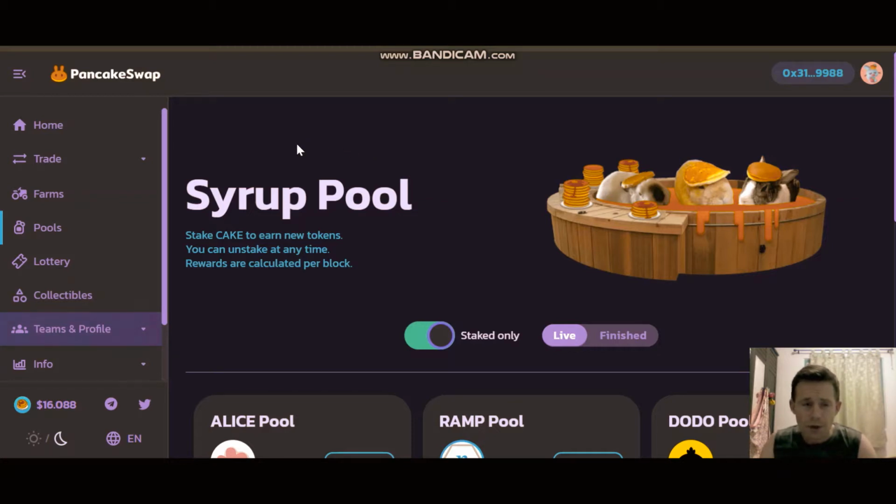PancakeSwap works with DeFi coins and DeFi tokens. DeFi stands for decentralized finance. Decentralized means there's no bank manager. You are the bank manager, or I am my bank manager, and I manage my bank right now. I've no staff, so I've nobody to pay. I don't even get paid myself, but anyway, regardless of that.